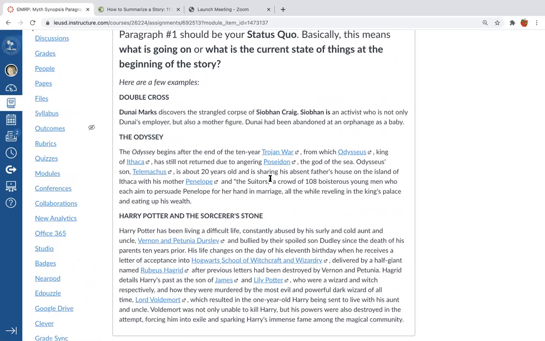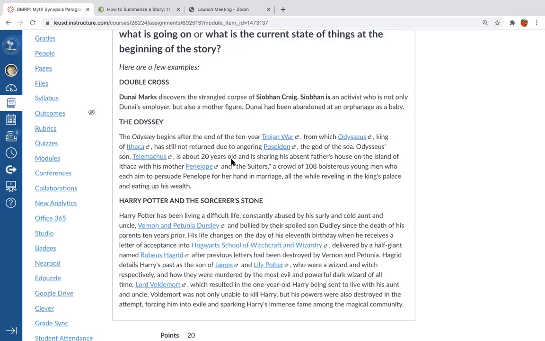And I put in the Odyssey because we're going to be reading it, but basically lots of things happen. So go ahead and read what happens in the beginning. So this is how it starts. The Odyssey begins after the end of the Trojan War, from which Odysseus, king of Ithaca, has still not returned due to angering Poseidon, the god of the sea. His son is about 20 years old now, and he's sharing his absent father's house on the island of Ithaca with his mom and the suitors, a crowd of 108 boisterous young men who each aim to persuade Penelope for her hand in marriage, all the while reveling in the king's palace and eating up his wealth.